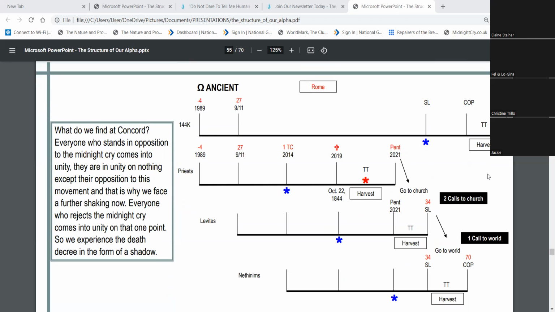What do we find at Concord? Everyone who stands in opposition to the midnight cry comes into unity. They are in unity on nothing except their opposition to this movement, and that is why we face a further shaking now. Everyone who rejects the midnight cry comes into unity on that one point. So we experience the death decree in the form of a shadow.